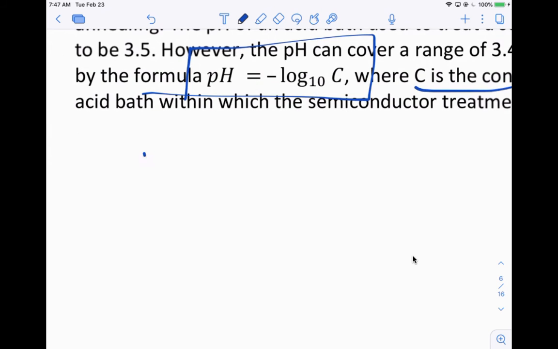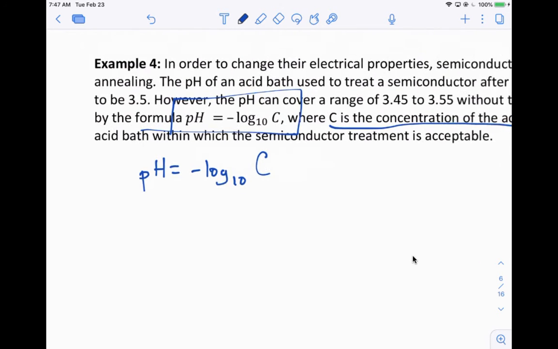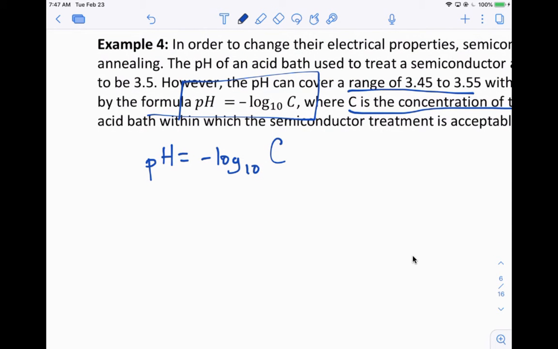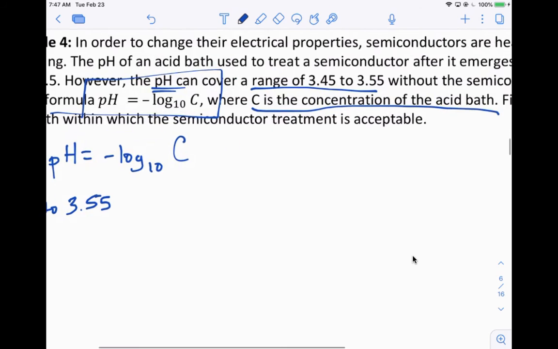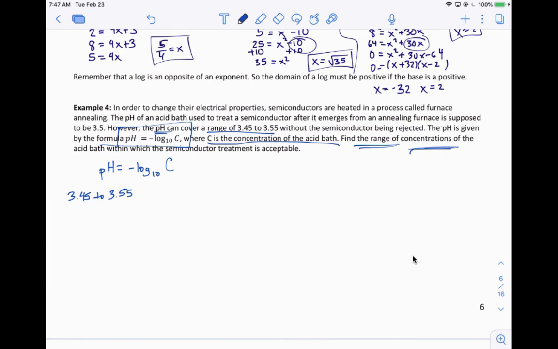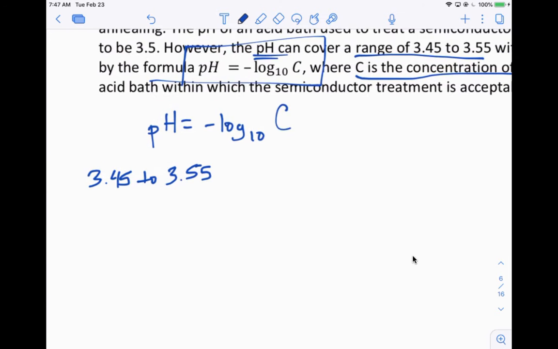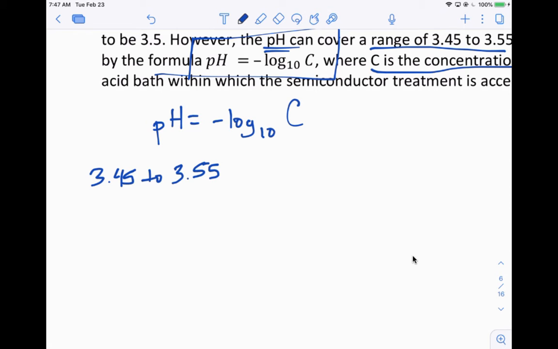We've got this equation here. pH is equal to negative log base 10 of C. We know that pH is acceptable not just at 3.5, but anywhere on a range from 3.45 to 3.55. So this is a pH here. So I've got 3.45 to 3.55. So then what exactly do they want me to do? Well, it looks like they want me to find the range that the concentrations of the acid bath are acceptable. So the C's that will spit out this range of values.